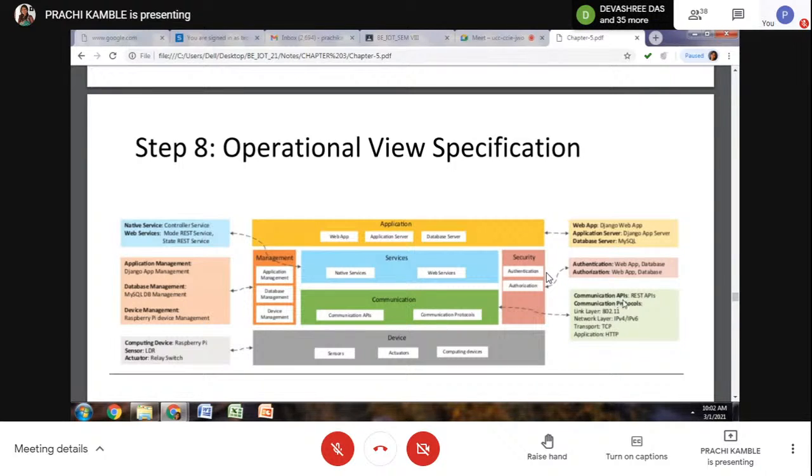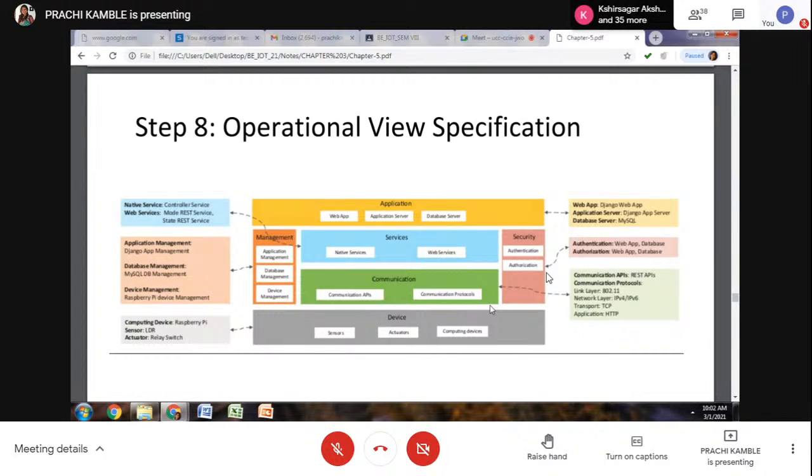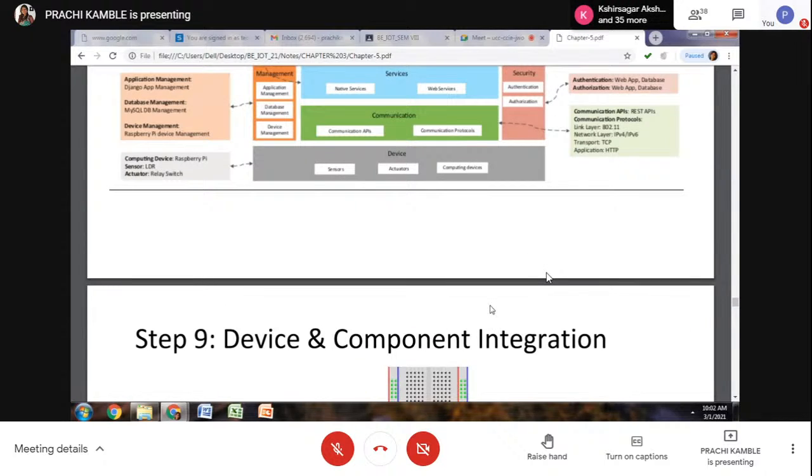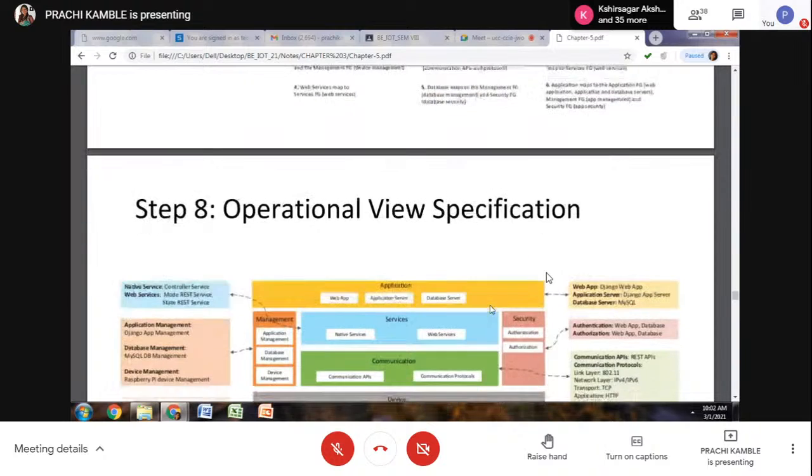Then there is the communication API, which is a REST API, and the communication protocols: link layer protocol, network layer protocol, transport layer protocol, and application layer protocol. These need to be defined and clear for the operational view specification.